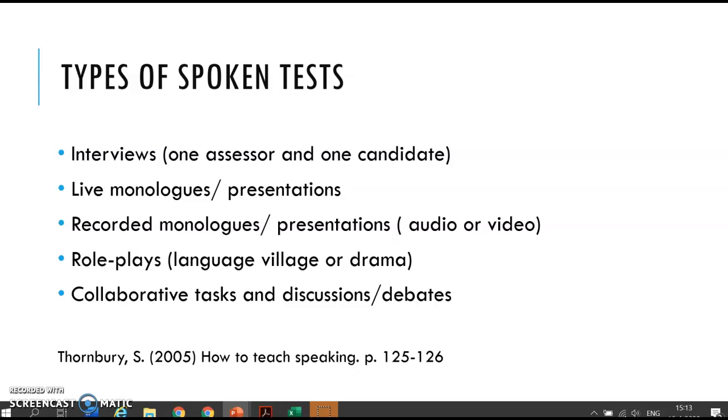Another one that's very common is role plays. So very often in the form of language village these days, or drama or roles given to students. In this case, 2 students are actually discussing with each other, or they are performing a role. They're not speaking from themselves, but they're actually in a role. So they might be the butcher and a customer, and they have to order 3 sausages, something like that could be considered a role play.